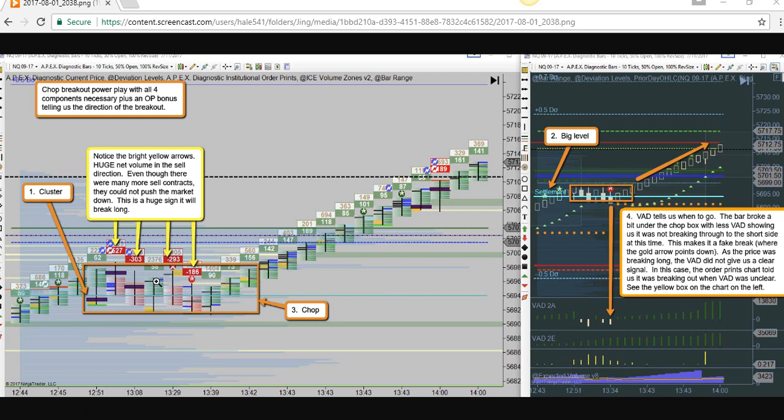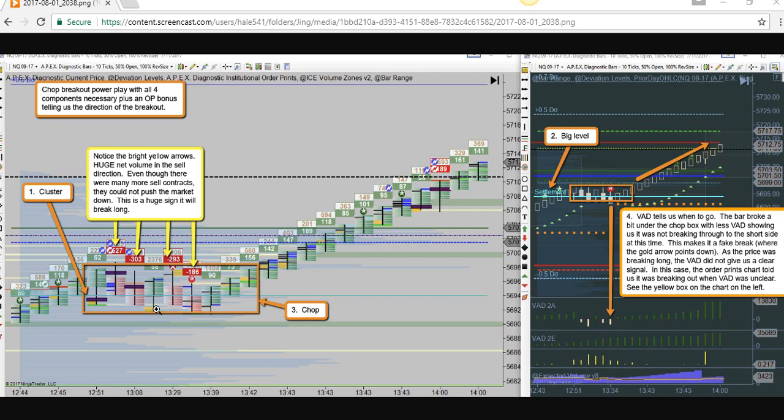Even though there were so many more sell contracts, there was so much pressure to the downside, they were trying to break out to the downside, they couldn't do it. Does that make sense? 627, 303, 293, 186. This little 58 bar and 90 bar stopped it. Like, it didn't want to go down. This is a huge sign that it's going to break to the long side, because with these multiple attempts, with these big pressures, with clusters, with double acceleration, everything trying to push that down, it can't do it.